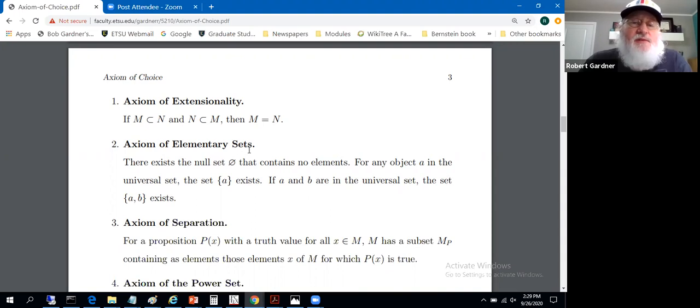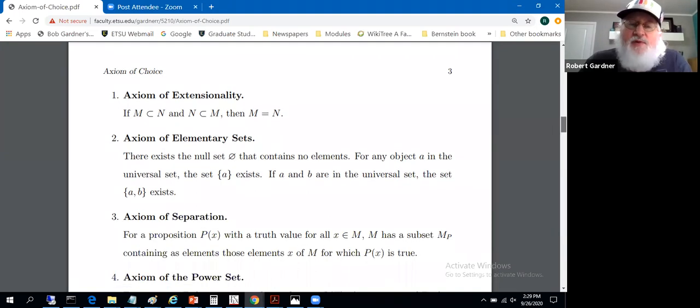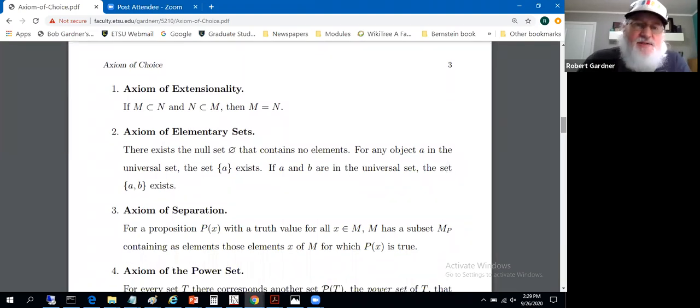Axiom of elementary sets. This is the first time in the list he's bringing in the axiomatic existence of certain sets. There exists a null set, an empty set, that contains no elements. For any object A in the universal set, the set consisting of that element A exists. If A and B are in the universal set, then the set consisting of A and B exists. We didn't go through all the details on this; see our elementary set theory class. We'll reference a book by Hrbacek and Jech that gives an excellent introduction. That's probably where I got these statements, in fact.